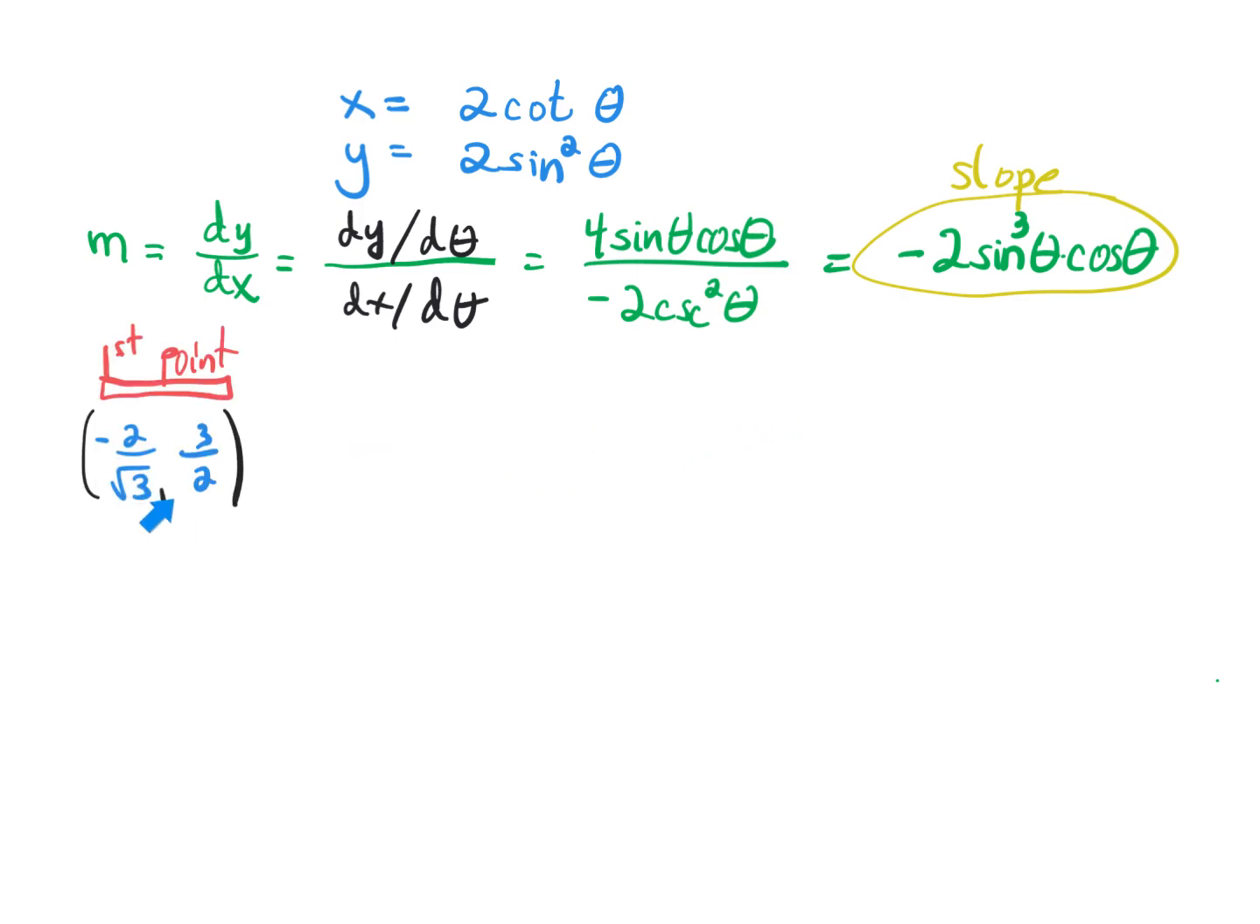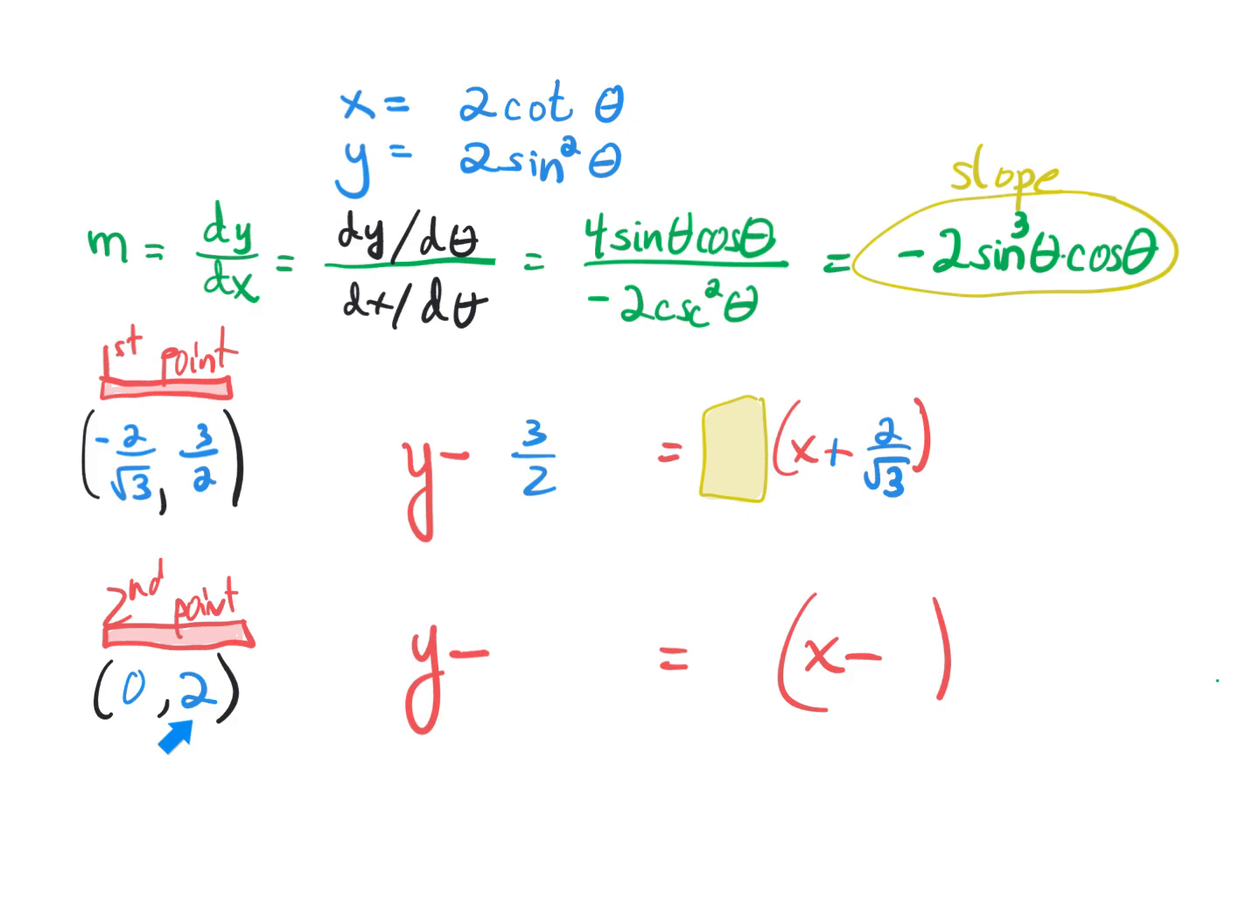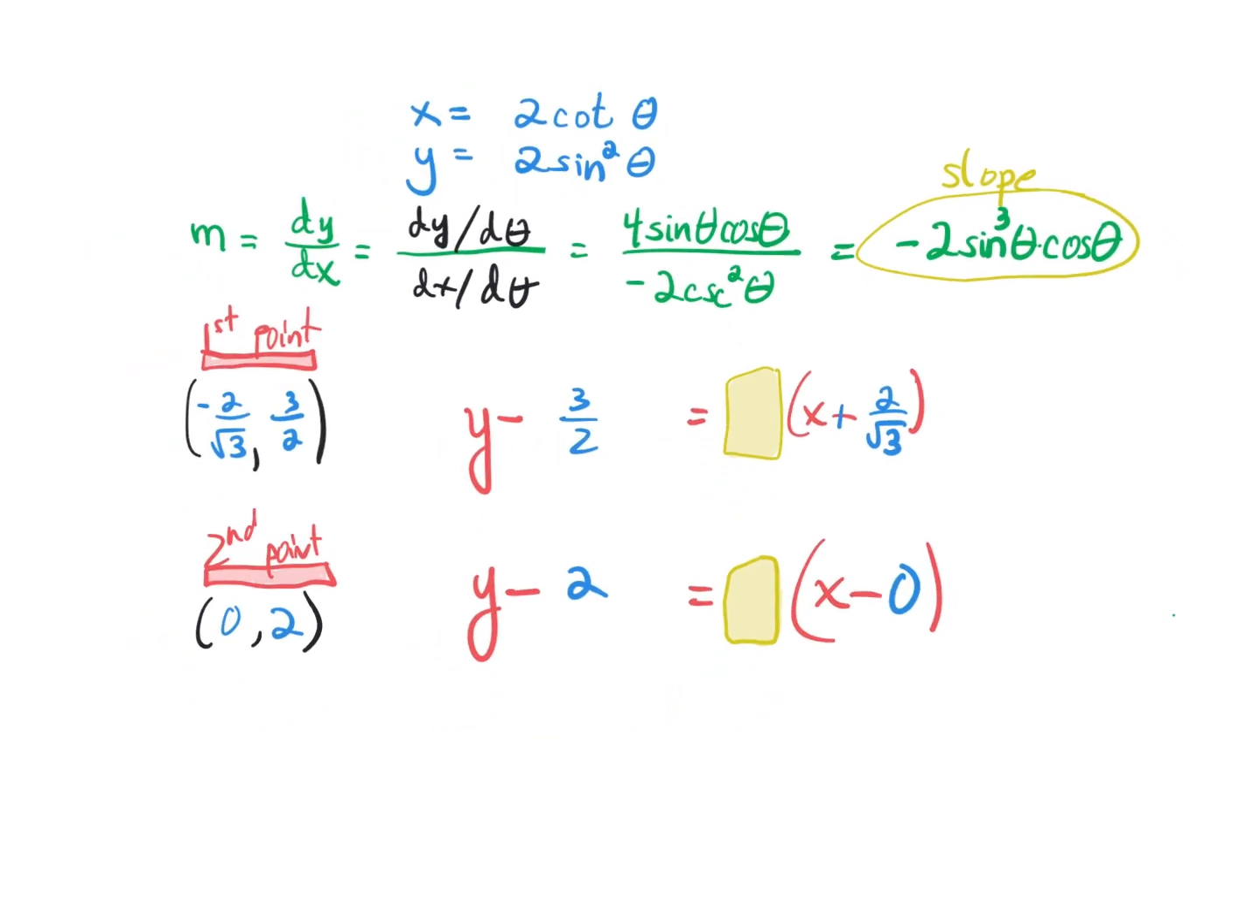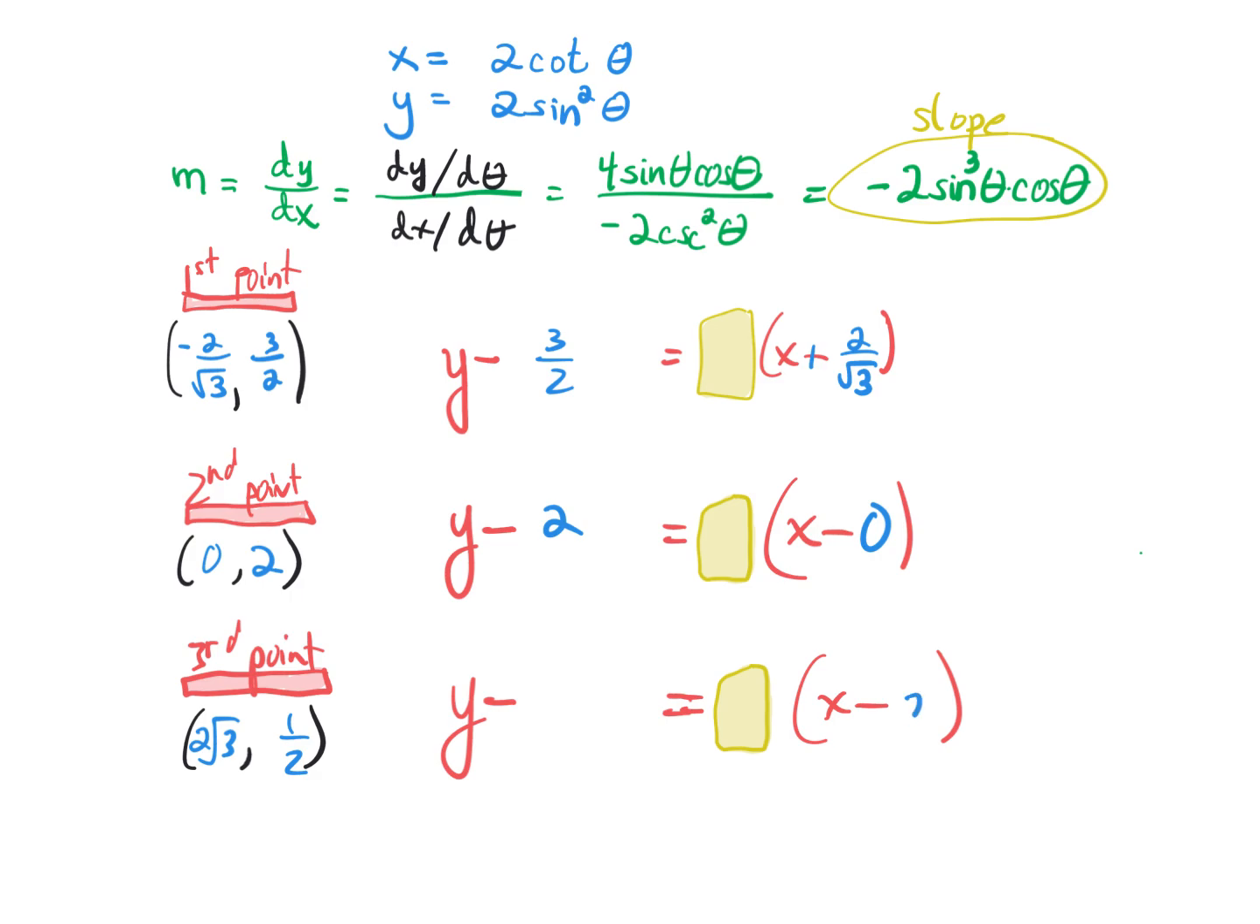Here's the first point where they ask us to find the tangent line at. So the equation will look like this. And then all we need is the slope and we're done. Second point is 0, 2. So from x we'll subtract 0 and from y we'll subtract 2. What's the slope? And for the third point, x is 2 root 3 and y is a half. So again, what's the slope?